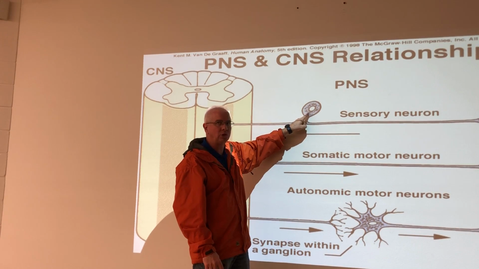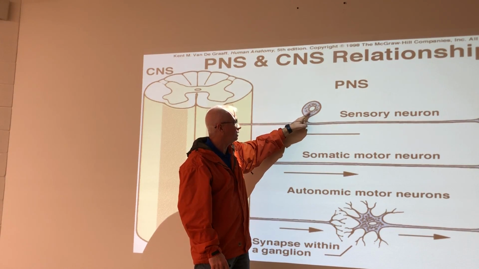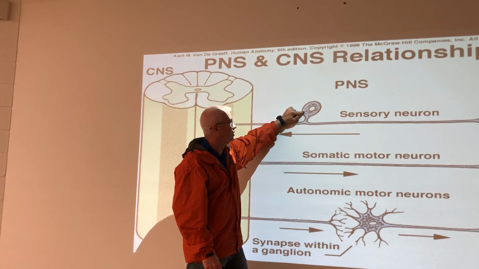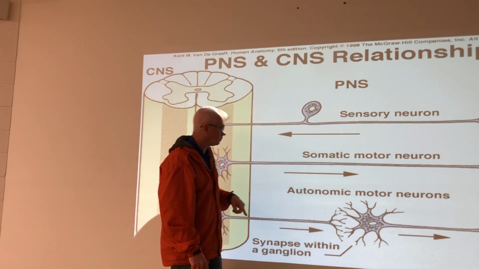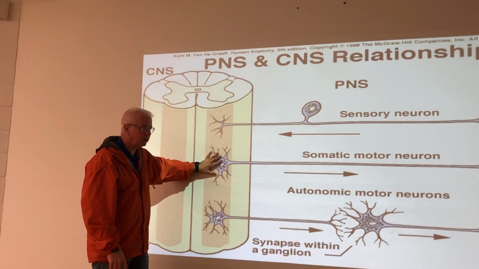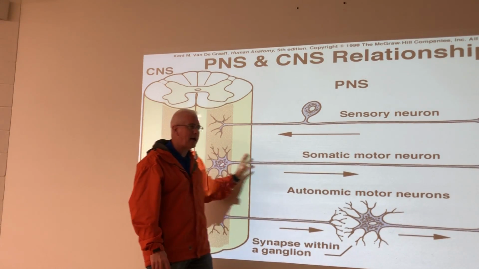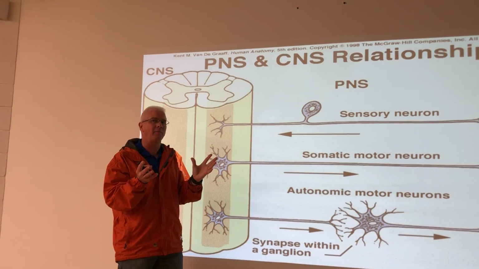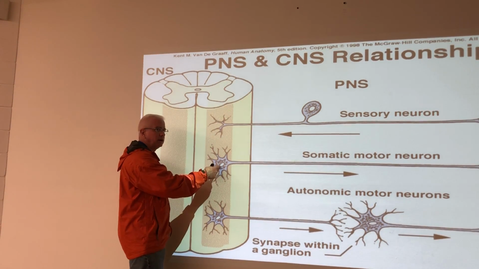The primary location of sensory neurons in the peripheral nervous system. These cells right here, I want you to look for them. These cells are found in the dorsal root ganglia attached to the spinal cord. So I'm going to show you these in just a minute. This second part of the image shows a somatic motor pathway. This is where we've been spending all our time. So this neuron is in the ventral horn of the spinal cord.